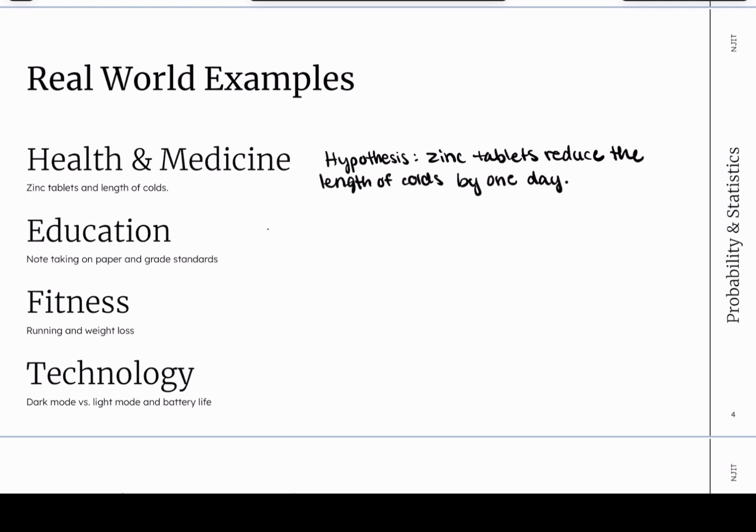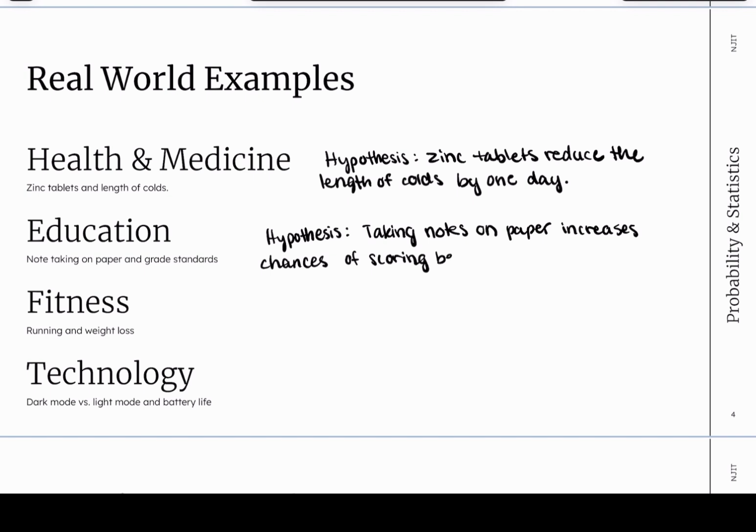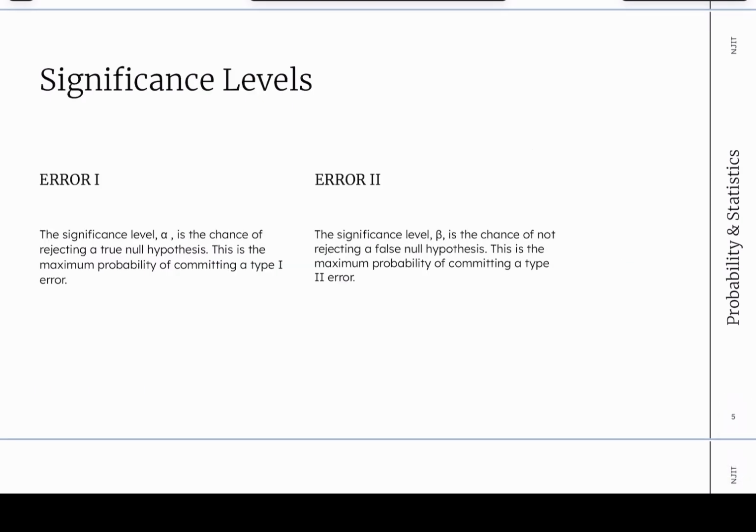You also have another example here we could look at, make a hypothesis for education, note-taking on paper, and grade standards. So maybe we can make a hypothesis that taking notes on paper increases chances of scoring better on an exam. This is also something that we can test. So as you can see, a hypothesis is something we can test, we can use in an experiment, and we can get outcomes out of. Let's look more at the calculations aspect.